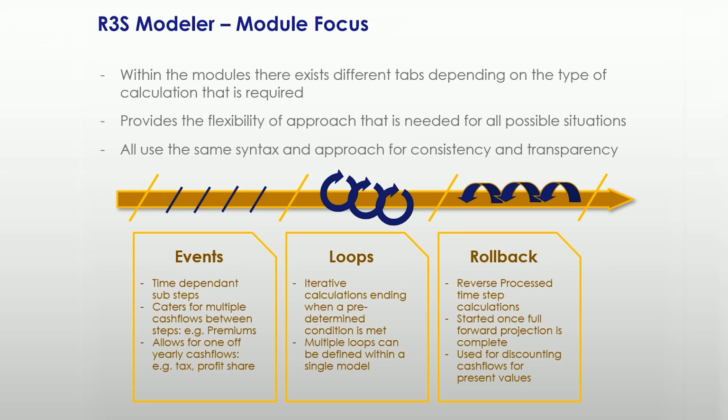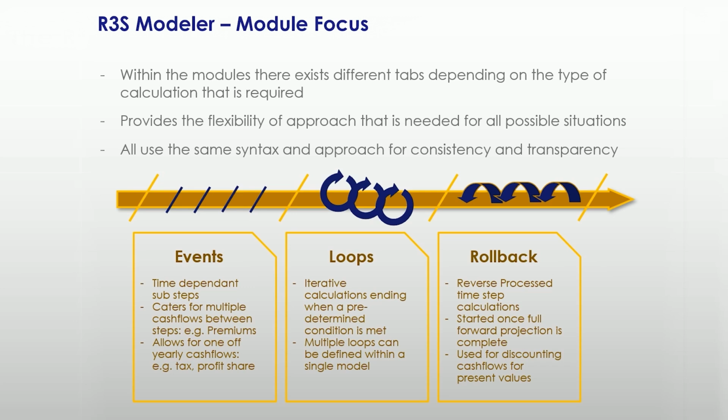Events are time-dependent substeps which occur based on a date formula, usually depending on record attributes. It caters for multiple cash flows between the steps. For example, premiums or annuity payments. It also allows for one-off yearly cash flows. For example, taxes or bonus payments. Loops are iterative calculations ending when a predetermined condition is met. Multiple loops can be defined within a single model.